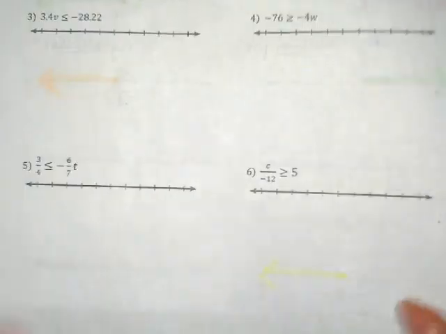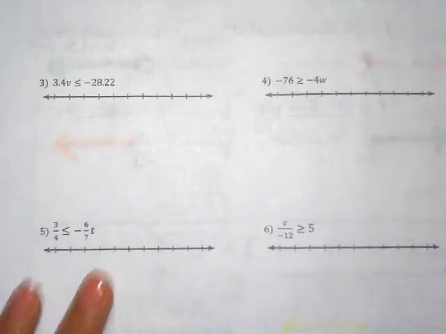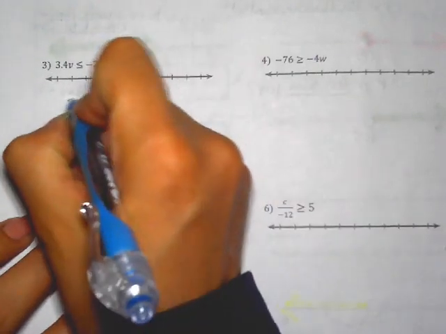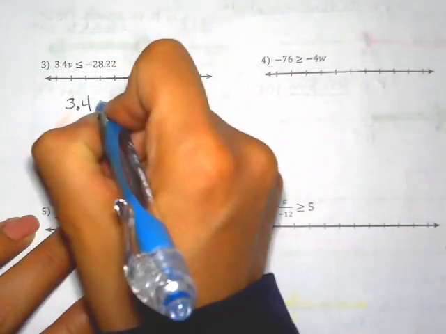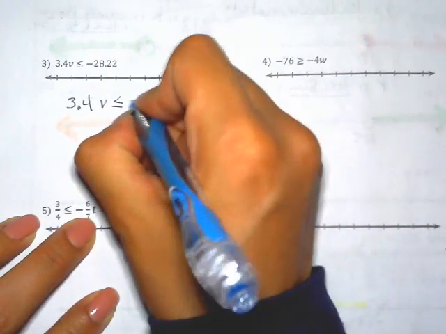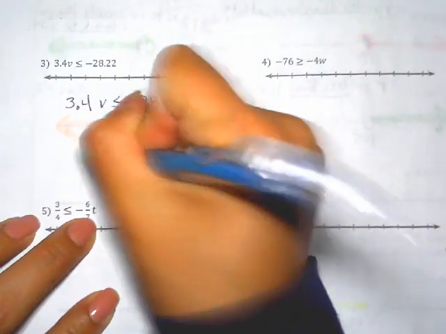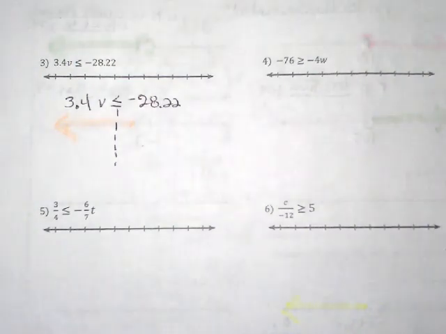Alright, turn it over. On the back side, we have examples of multiplication and division. Let's skip to number 3. Copy number 3 so we can start solving it: 3.4b is less than or equal to -28.22. Make your line going down the inequality, and we're going to solve.